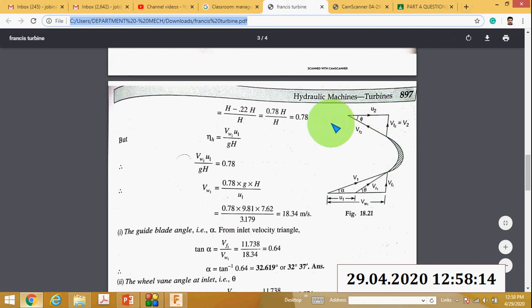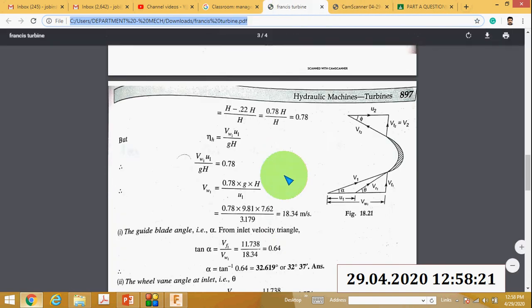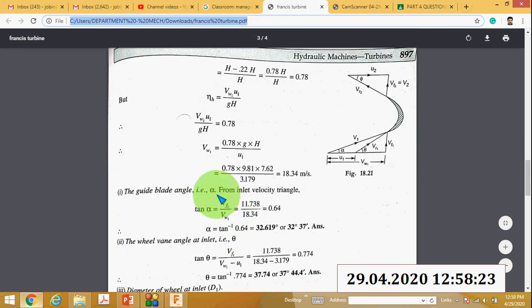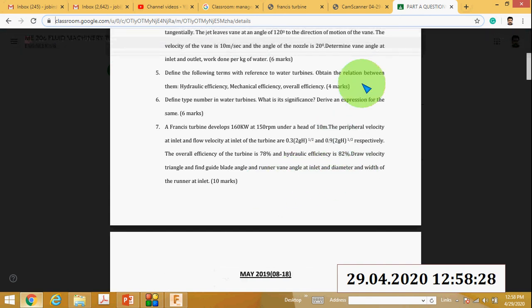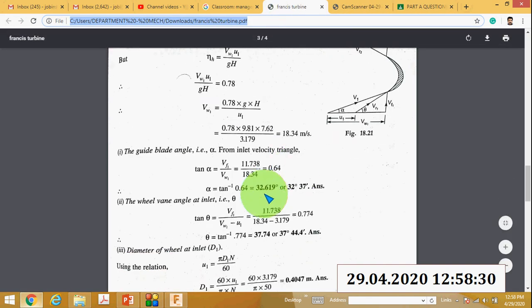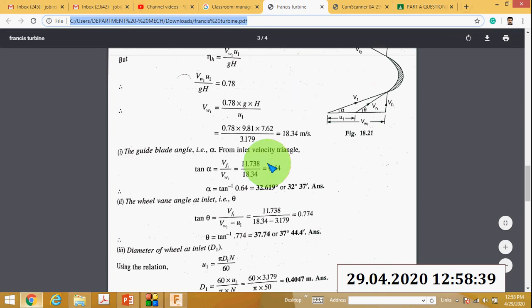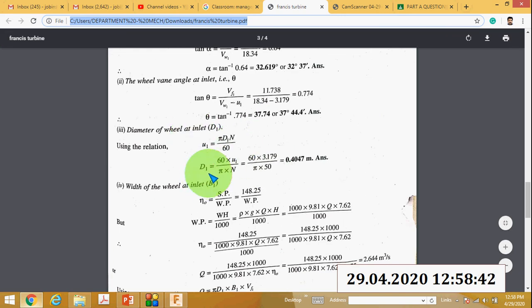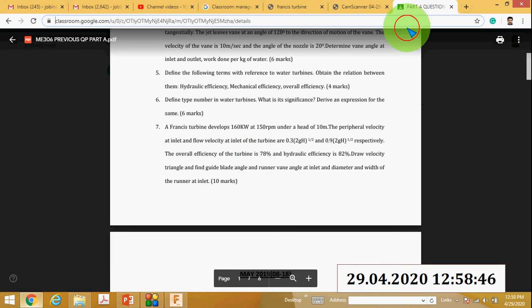Draw the velocity triangle means you have to draw this triangle. This is the velocity triangle of the Francis turbine. And find the guide blade angle. The guide blade angle is alpha, so you have to find out the value of alpha. Then the runner vane angle at inlet, that means the wheel vane angle at inlet, that is theta. You have to find out the value of theta. And the diameter and width of the runner at inlet: you have to find out the value of d1 and the width b1.